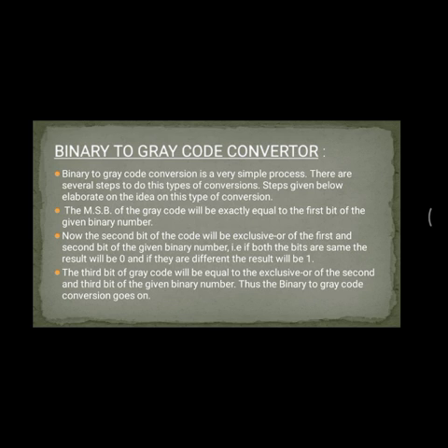Binary to gray code conversion is a very simple process. There are several steps to do this type of conversion. Steps given below elaborate the idea. The MSB of a gray code will be exactly equal to the first bit of the given binary number. Now the second bit of the code will be the exclusive OR of the first and second bit of the given binary number. If both bits are the same, the result will be 0, and if they are different, the result will be 1. The third bit of gray code will be equal to the exclusive OR of the second and third bit of the given binary number. Thus the binary to gray code conversion goes on.